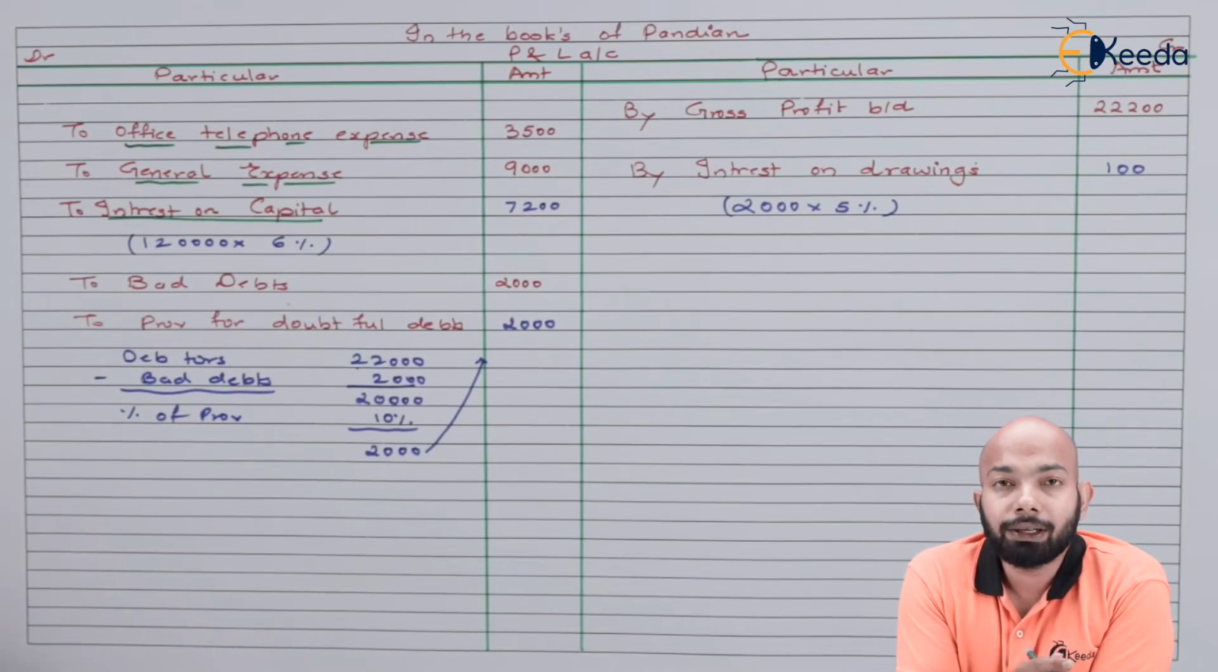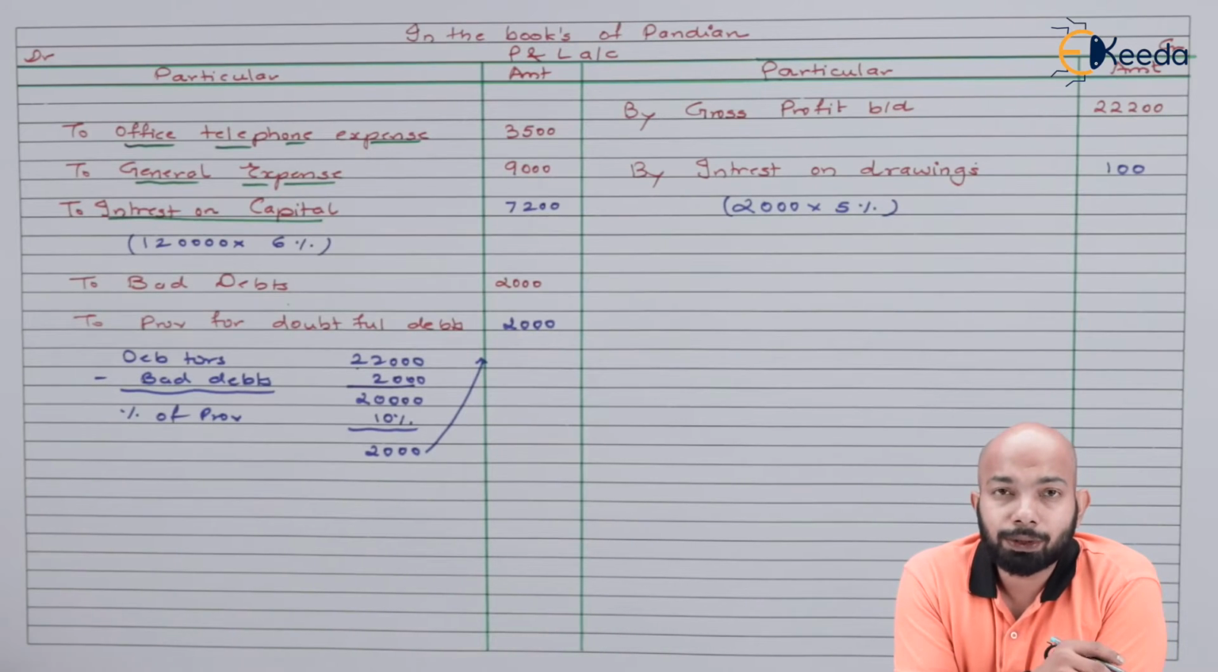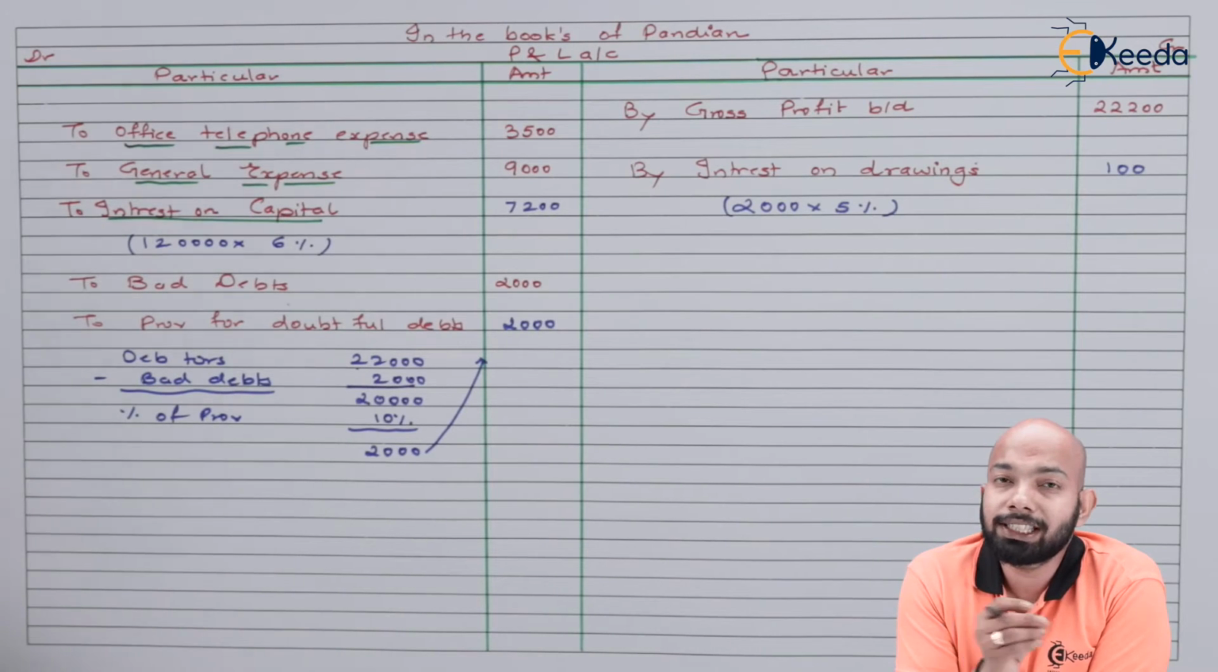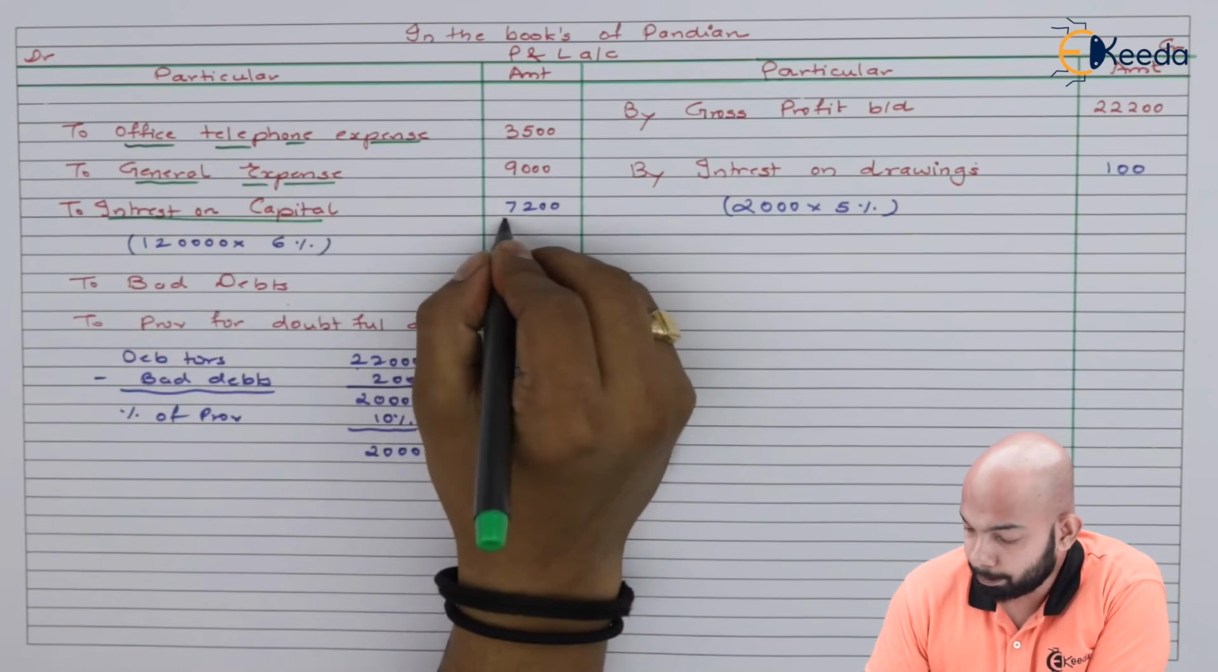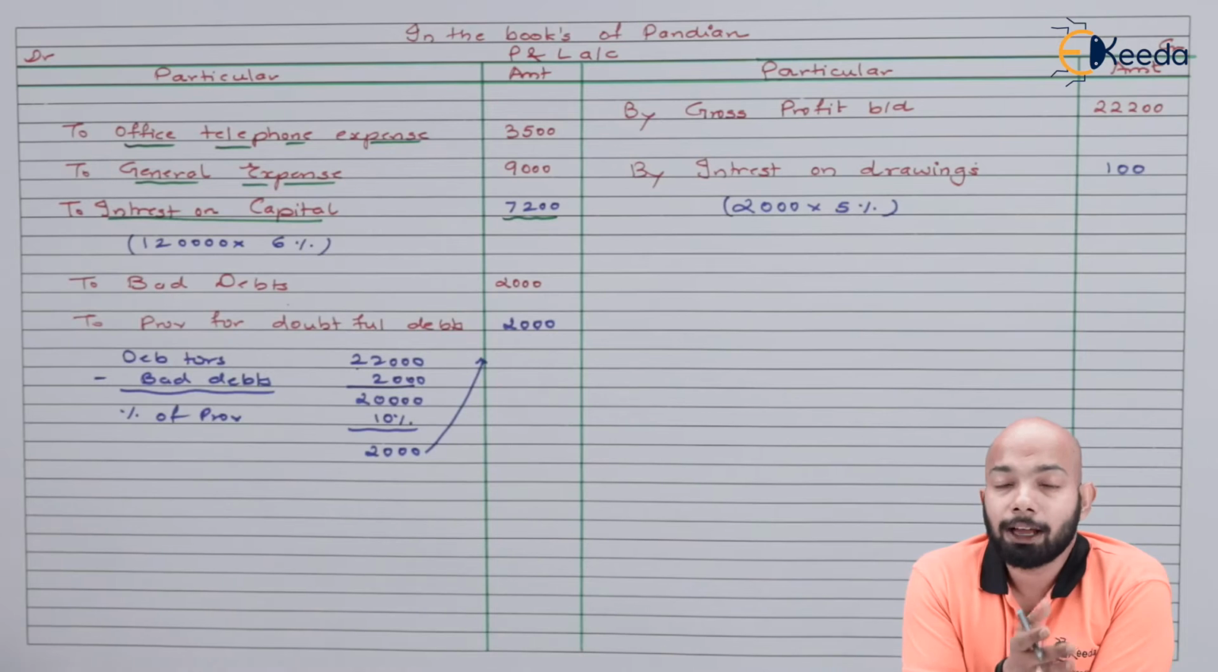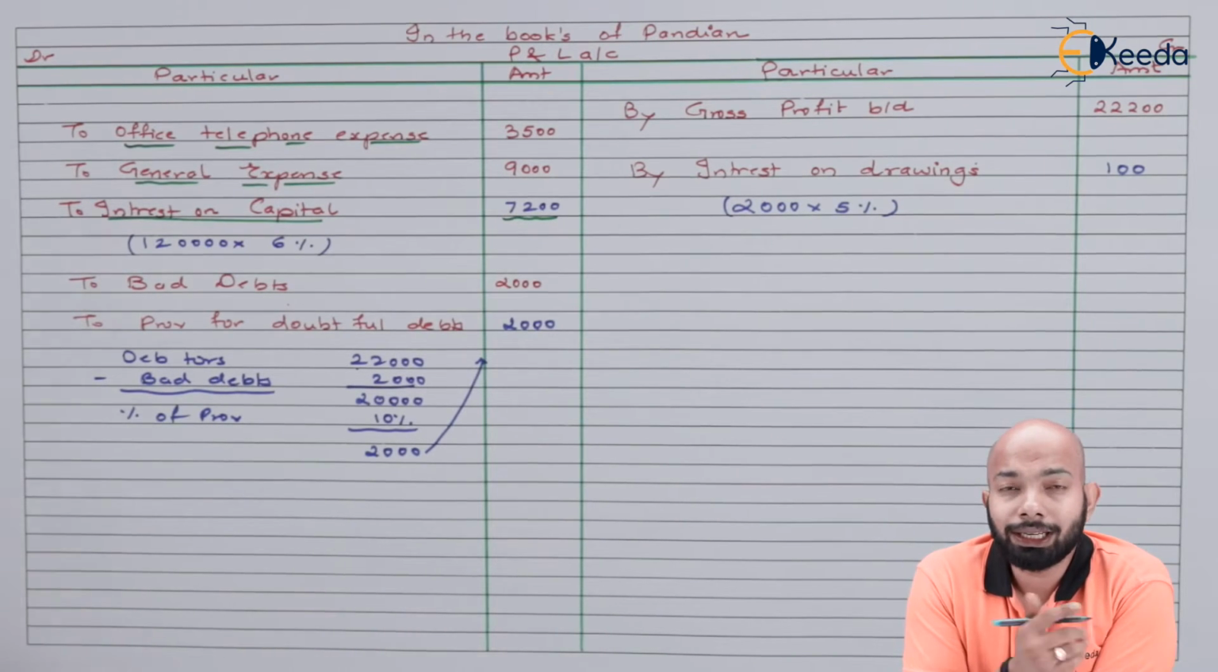Now, interest on capital is supposed to be provided at the rate of 6%. 1,20,000 is the capital balance. On that, 6% will be 7,200. Bad debts have been given in the adjustment that they have to be written off at 2,000. Hence, directly that amount has been mentioned.